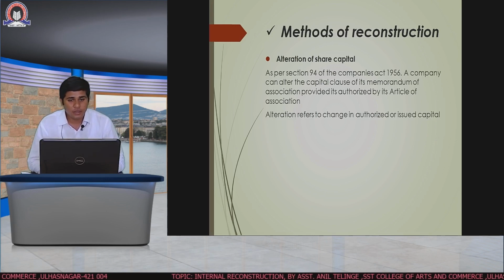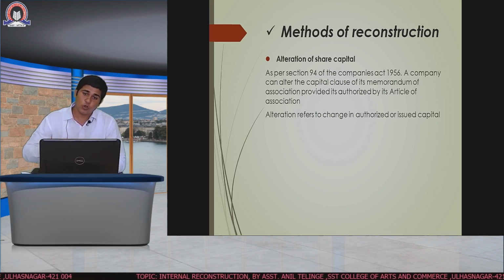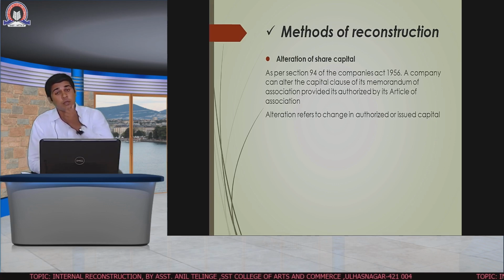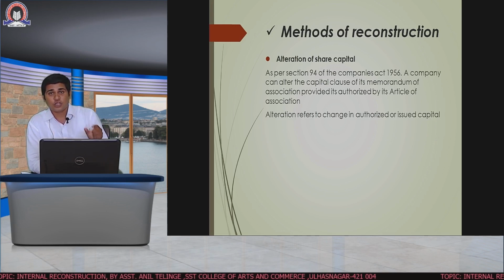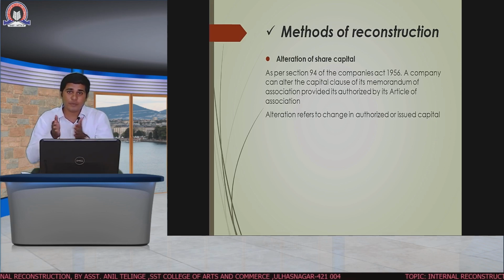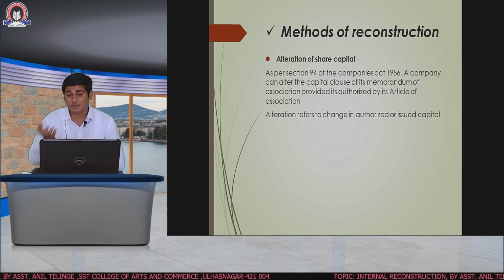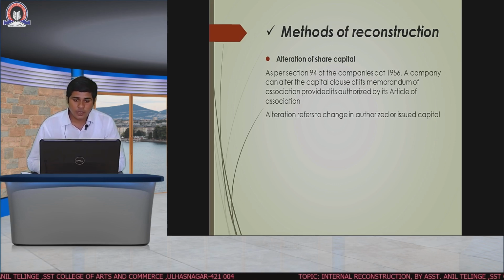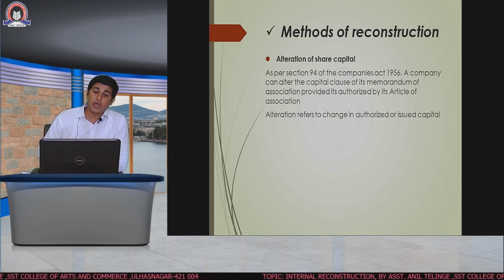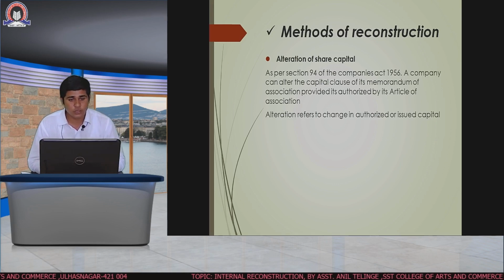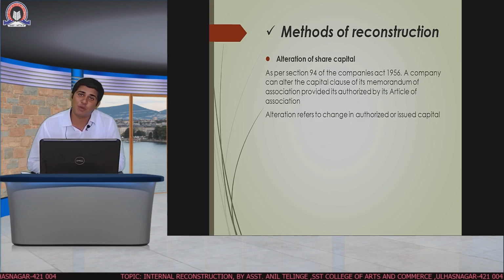I already mentioned methods of reconstruction. If you want to conduct the reconstruction, for that purpose there are some methods. In that, the first method is alteration of share capital. So what do you mean by alteration of share capital? In introduction I just made clear, under capital reduction the capital is altered, capital changes. So how does it change? There are some methods of alteration of share capital, but I want to mention here, dear student, as per section 94 of Companies Act 1956 and currently amendment 2013, a company can alter the capital clause which is already mentioned in memorandum of association.